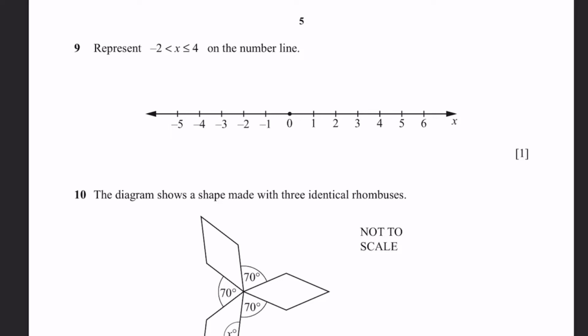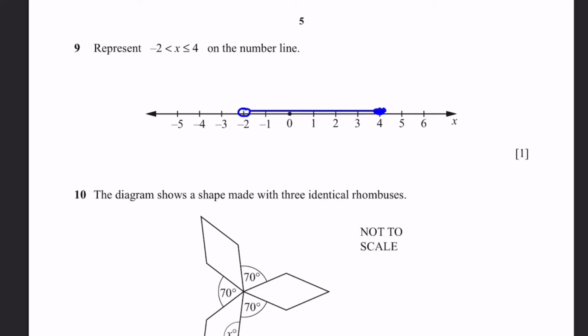Represent minus 2 less than x less than or equal to 4 on a number line. First, let's put two circles at minus 2 and 4. This is the place where the two numbers are. Now we can draw a straight line over here, and then since over here it's strictly less than with no equal to, we can leave the circle white. And on this side, it is less than or equal to. There is a possibility that it's equal to, so we have to fill in the circle. And well, this is our answer.